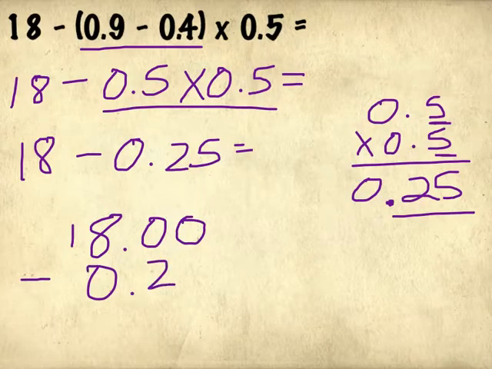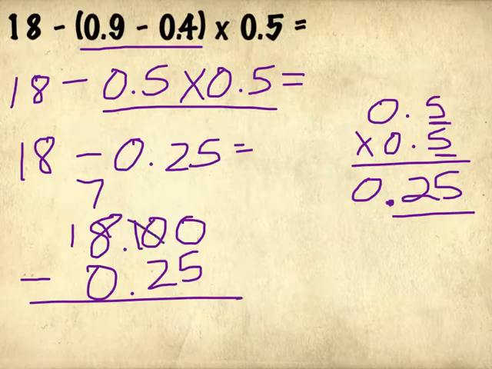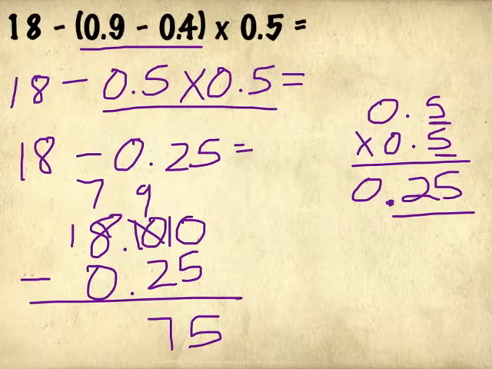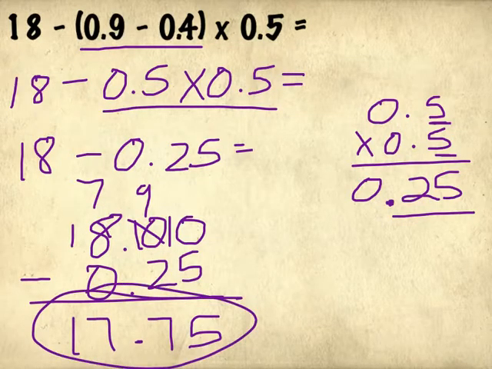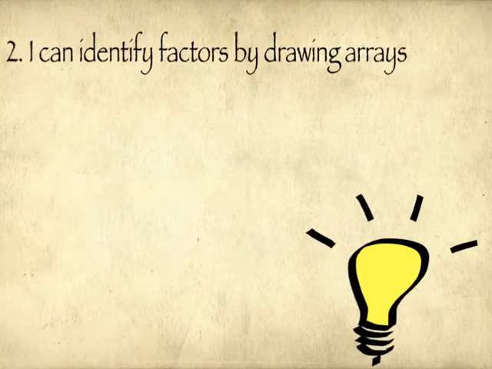Again, I could do this on a calculator. I just don't feel like it. So I'll do this the long way. 10 minus 5 is 5, 9 minus 2 is 7, the decimal drops down, 17. So the answer is 17.75. So that's it for order of operations with decimals. Works exactly the same as without decimals. Now we're going to move on and identify factors by drawing arrays.